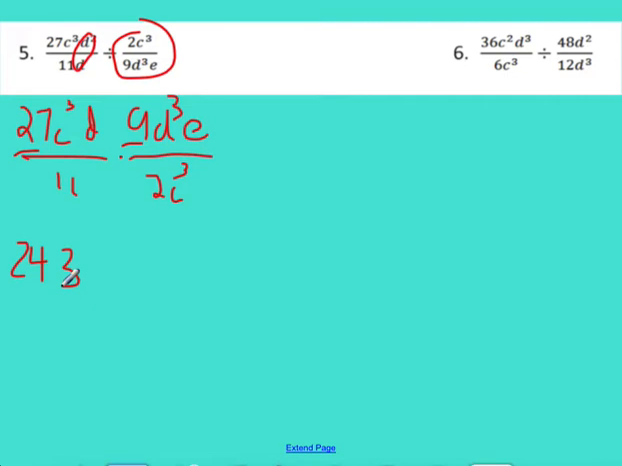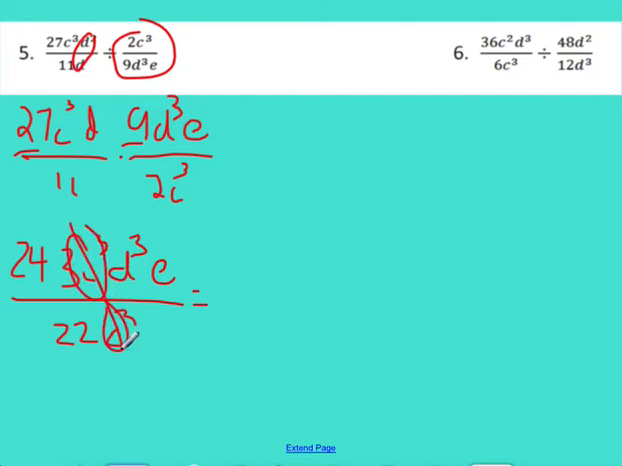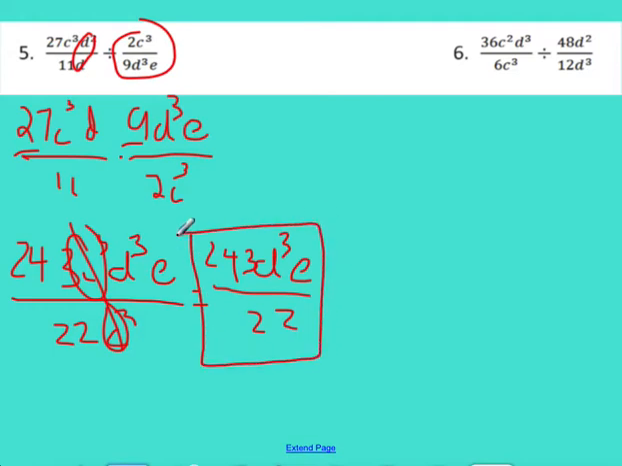Now, I have C, D, and E up top. C, D, and E cannot be combined with each other because they're all different letters. So I have C cubed, D cubed, and then I have E. On the bottom now, I have 11 times 2, which is 22, divided by C cubed. So now I need to simplify this out. So I notice that I have C cubed over C cubed. Well, those C cubes are going to cancel out. So we have 243 up top, and then D cubed, and then E, and then on the bottom, since our C cubed canceled out, all we have left is 22. So this right here is our final simplified version.